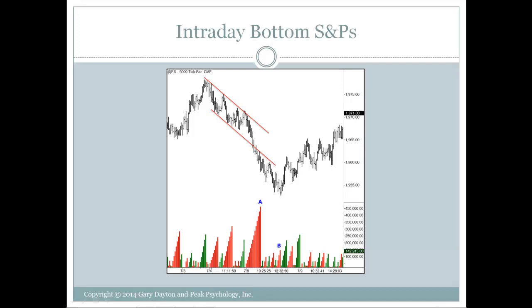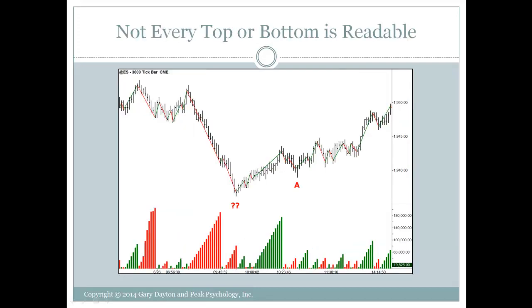This was last week. Yeah, it probably was last week. I try to make charts fairly current. We don't want to just look at old historic stuff. Okay. Now, not every top or bottom is readable.